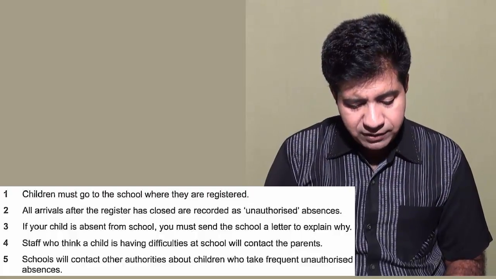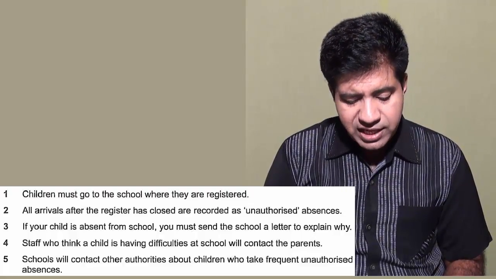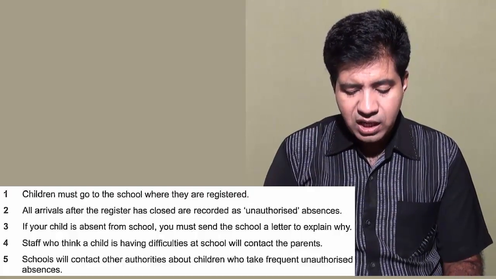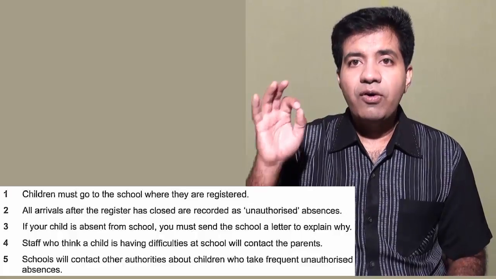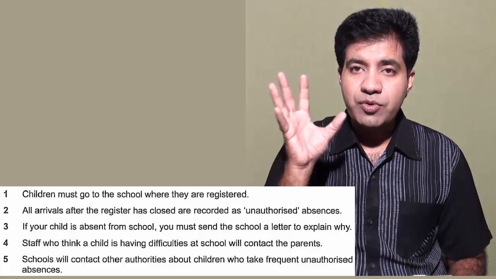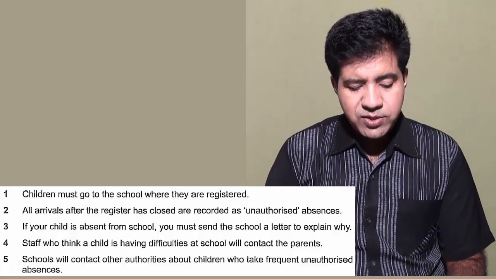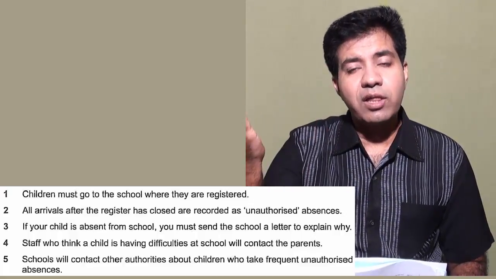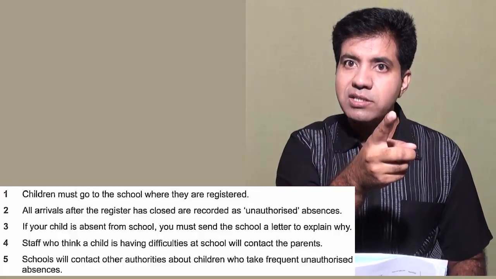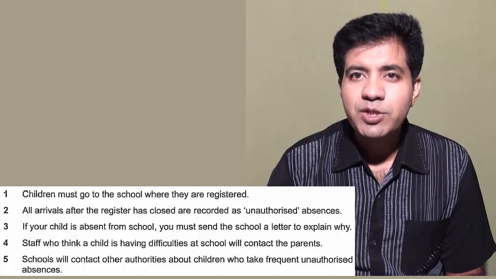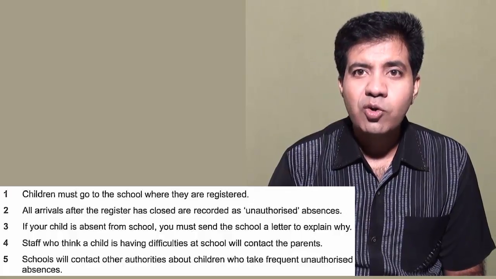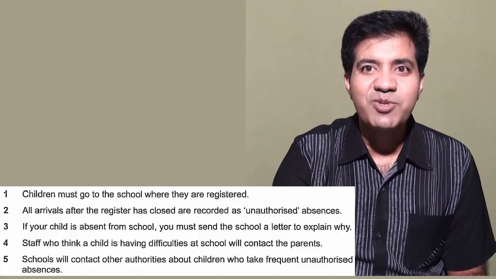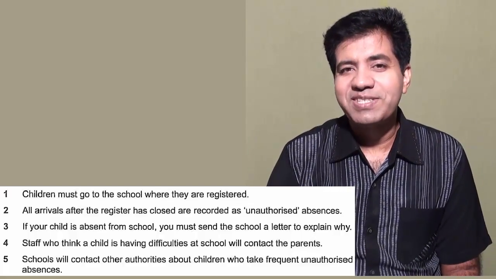Next is number 5. Schools will contact other authorities about children who take frequent unauthorized absences. You got to read about unauthorized absence, and it's written school will contact other authorities. Now school will contact other authorities like the government authorities that your child is not coming. For example, if your child is absent from school and the school management is going to call the police that this child is absent, arrest him and take him to school. What a thing if it happens.